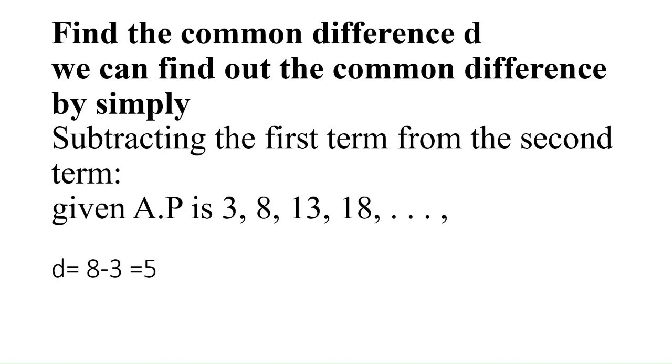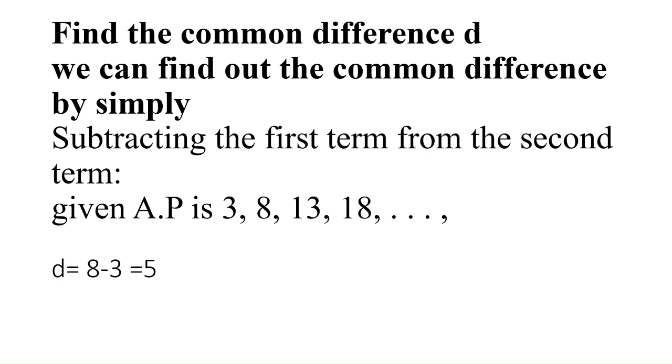So for this given AP, what is the common difference? Here the second term is 8, the first term is 3. So 8 minus 3 is equal to 5. We can subtract the second term from the third term also to find the common difference, and obviously it is also 5. So the common difference is 5, the nth term is 78, and the first term a is 3.